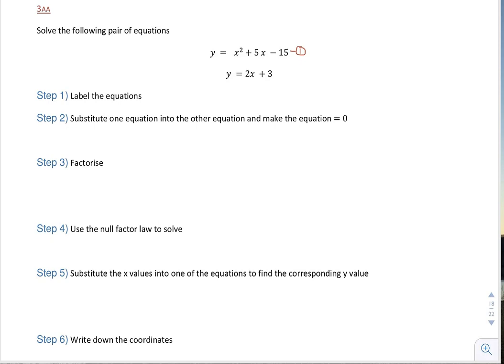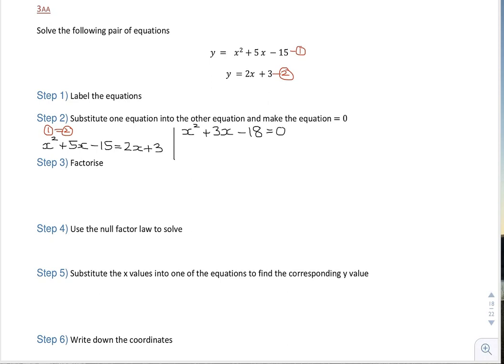First step for solving linear and non-linear simultaneous equations: you need to label your equations as equation 1 and equation 2. Using this, you're substituting one equation into the other. Because these are both in the form of y equals, it's a simple substitution where we'll end up with equation 1 equal to equation 2. So x squared plus 5x minus 15 is equal to 2x plus 3.